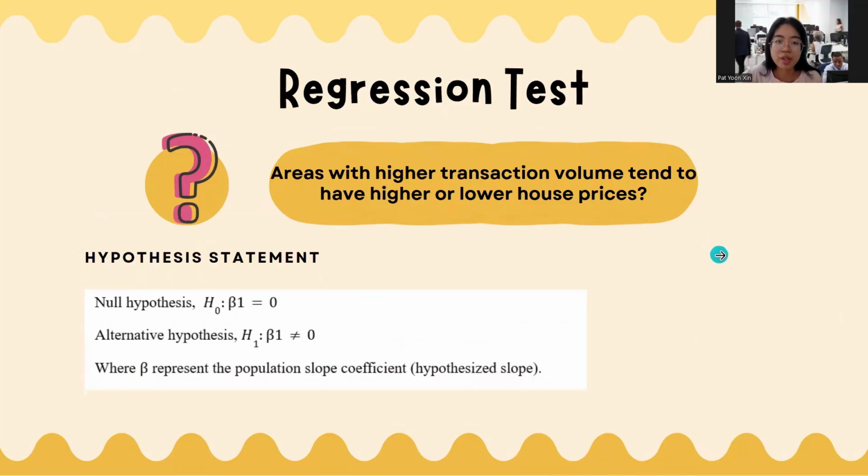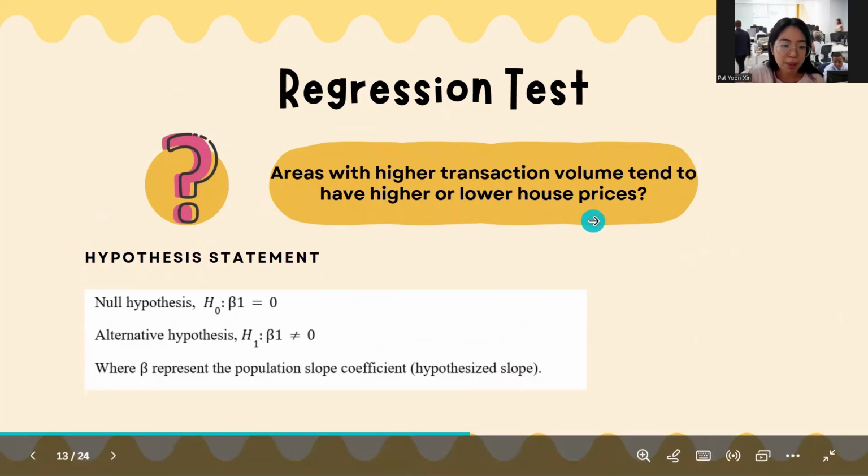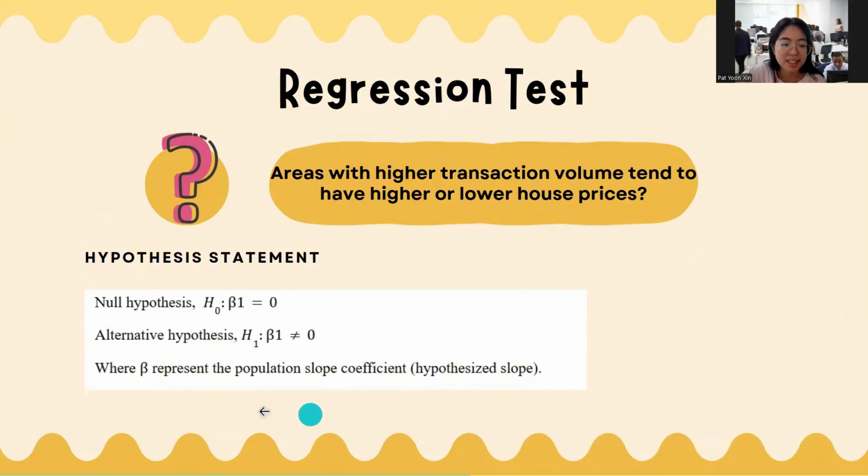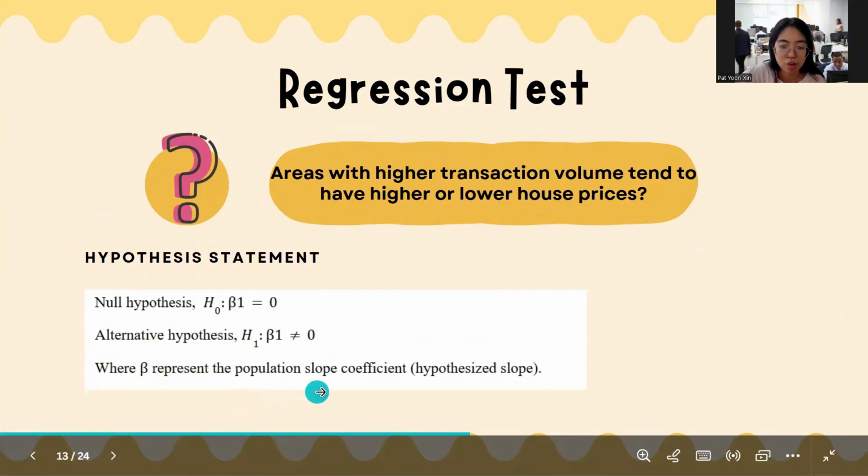And also, we have used the regression test to find out if the areas with higher transaction volume tend to have higher or lower house prices. As for the hypothesis statement, we have set the null hypothesis as beta 1 equal to 0, where beta represents the population slope coefficient. And the alternative hypothesis is beta 1 is not equal to 0.